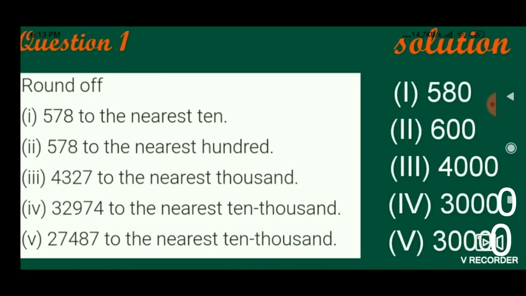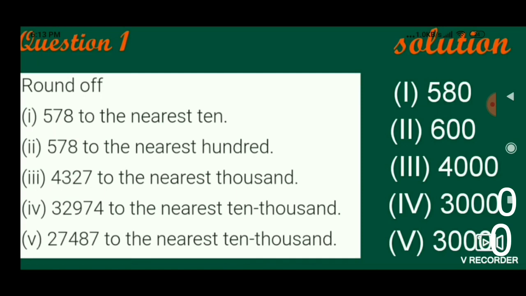In our first question, we have to round off 578 to its nearest 10, and that will be equal to 580 because the digit at units place is 8, which is greater than 5. Similarly, on rounding off 578 to its nearest 100, we'll get 600 because the digit at tens place is 7, which is greater than 5.